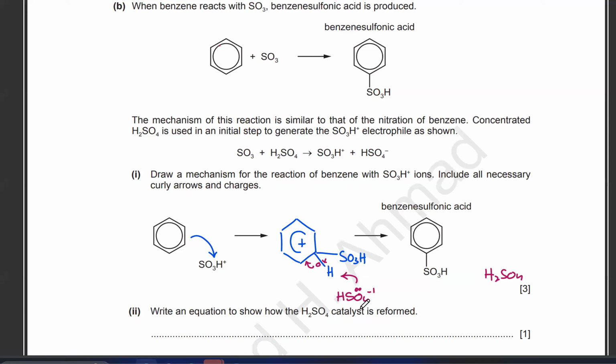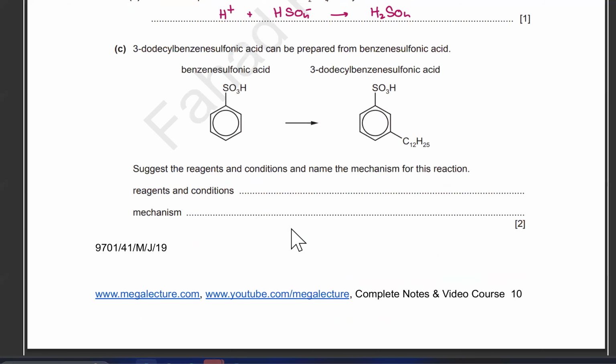Write an equation to show how the H2SO4 catalyst is reformed. So this is the equation: the H+ goes and joins with the HSO4 minus. Is this clear? That's a total of 4 marks, right? Next one.